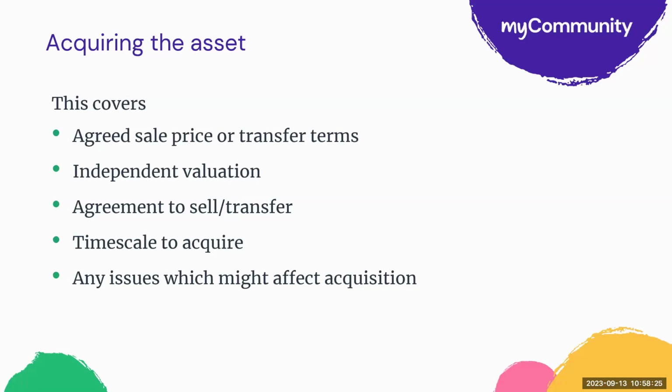A time scale to acquire. Is it a case of just agreeing when it's all going to happen? Or is there something external, like an auction or a competitive process? For community asset transfer, the actual finalisation of that transfer may need to go through various committees in the local authority. It may take 3 or 4 months.